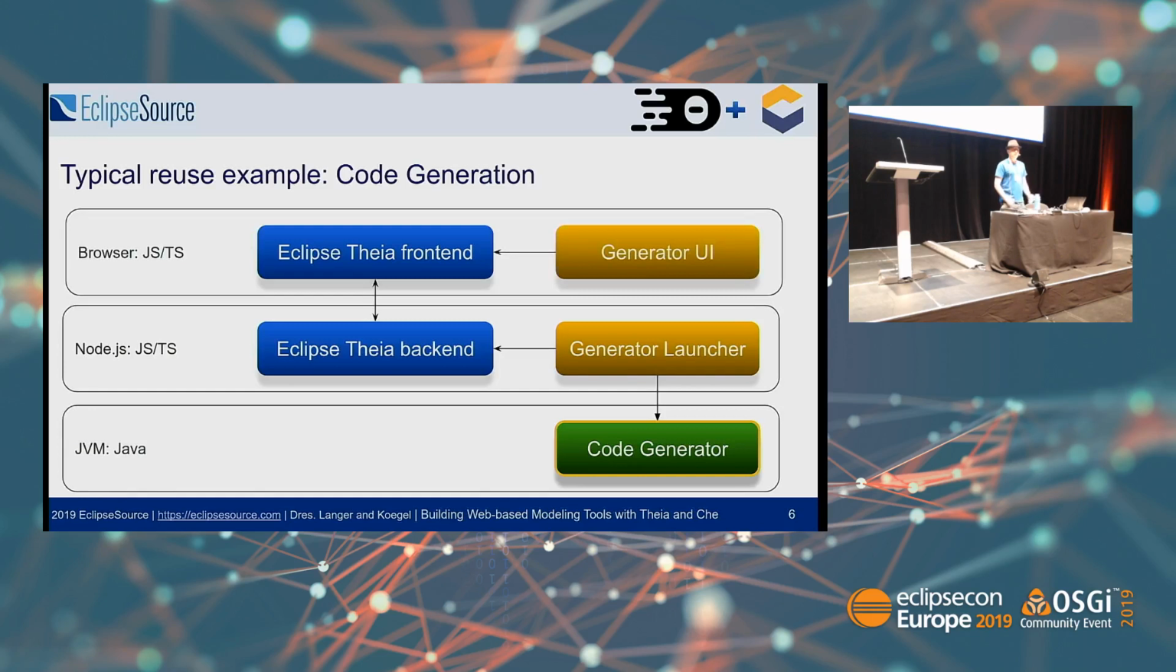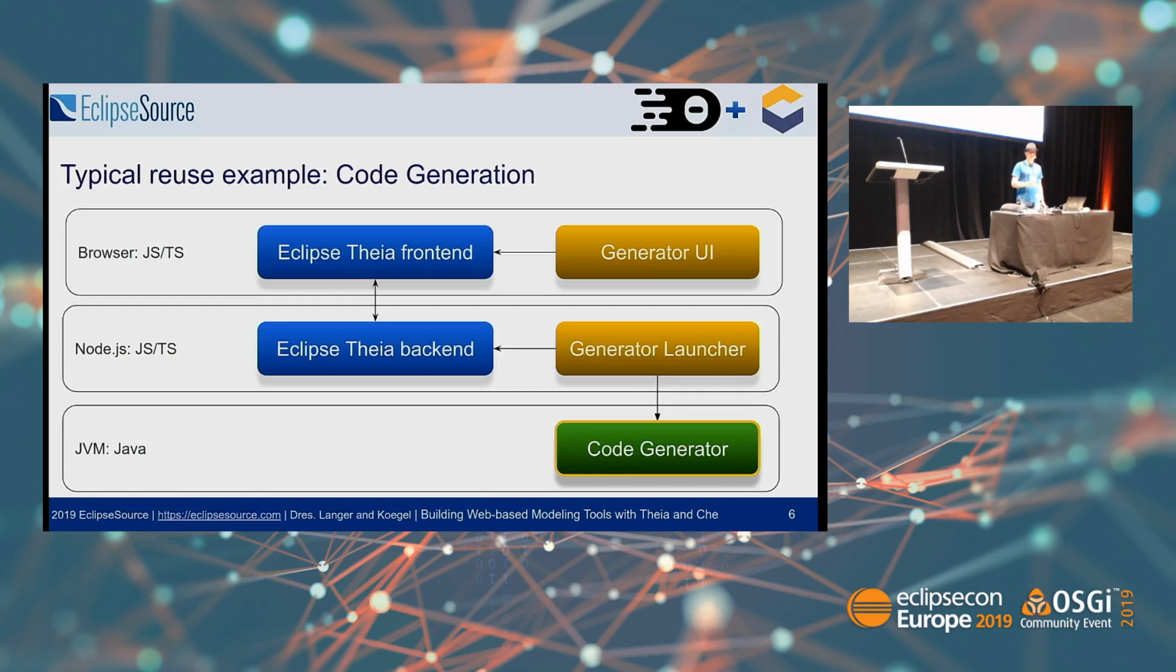Now the user needs to be able to trigger that somehow. The first increment that you could do is just add a menu contribution on your model file, generate code. This menu contribution would then call the generator launcher in the backend, and it would launch the code generator. So that shows, as a very simple example, how you can reuse stuff.